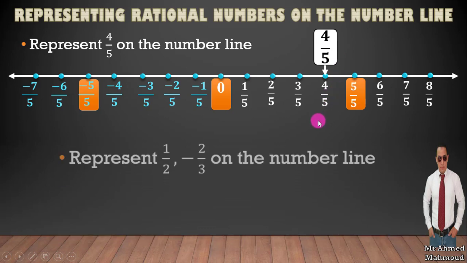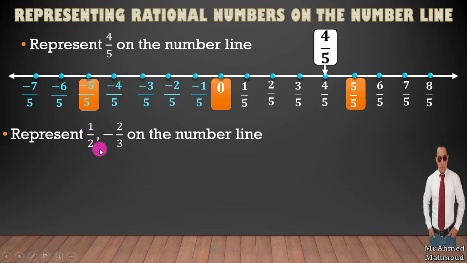Another example: if I am asked to represent 1 over 2 and negative 2 over 3 on the number line. Now we have two numbers with different denominators. It is difficult to represent the two numbers like this, so I need to change the two numbers into a common denominator. The easiest way is by switching denominators. The two denominators are 2 and 3, so I'm going to multiply the first fraction by 3 and the second fraction by 2.